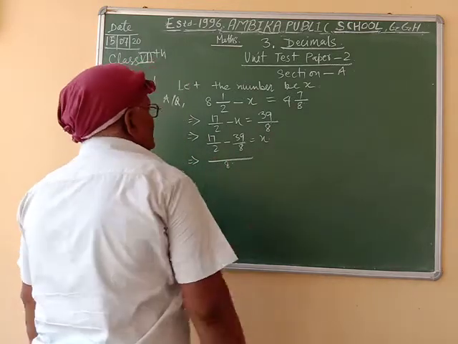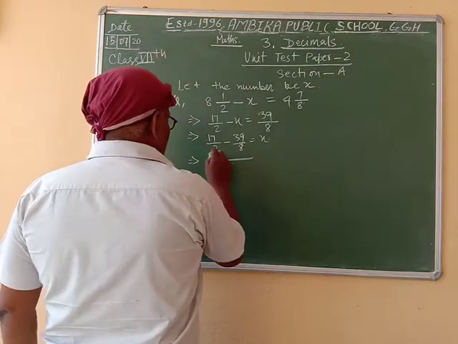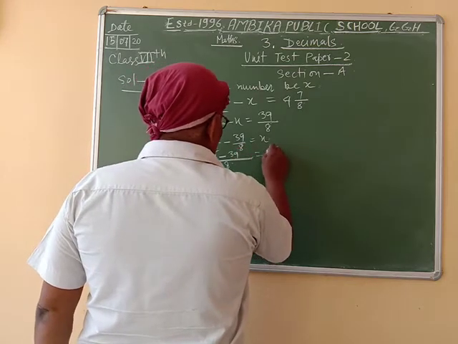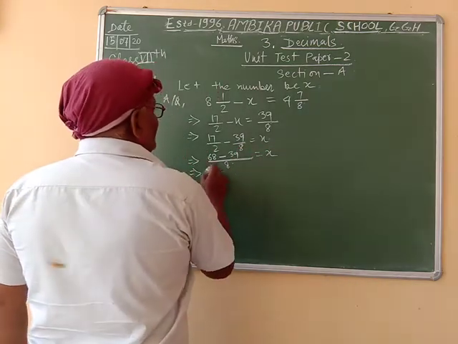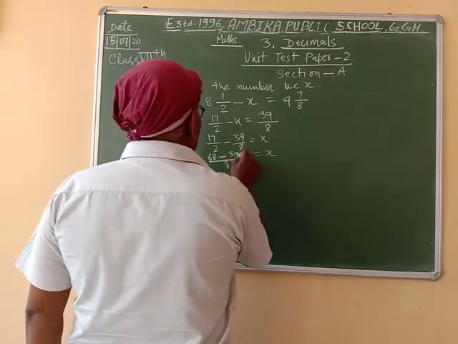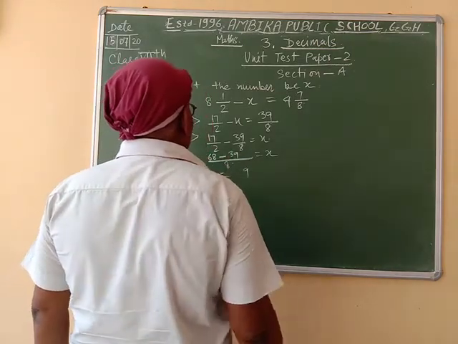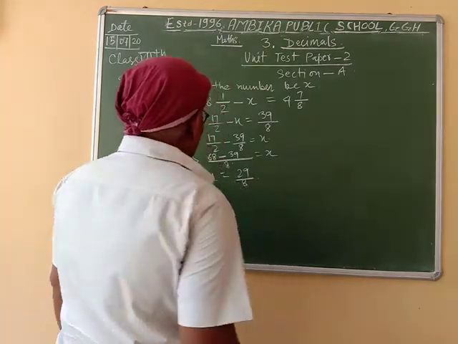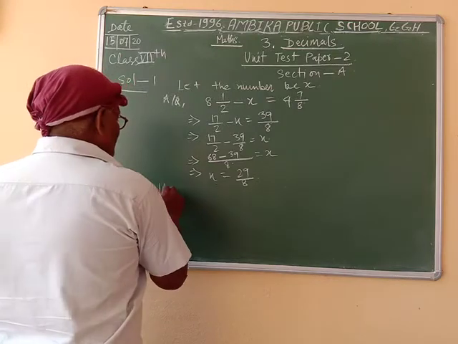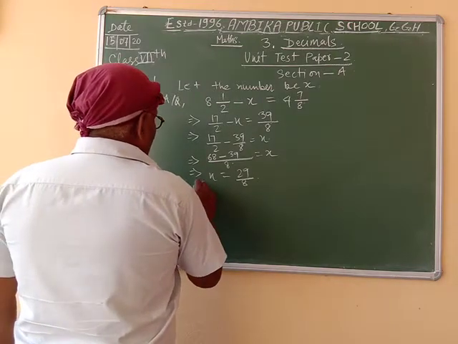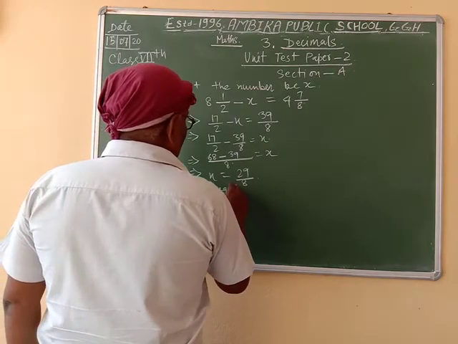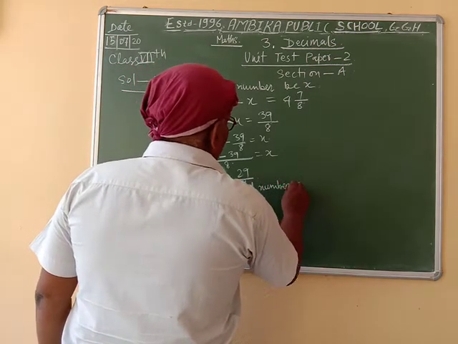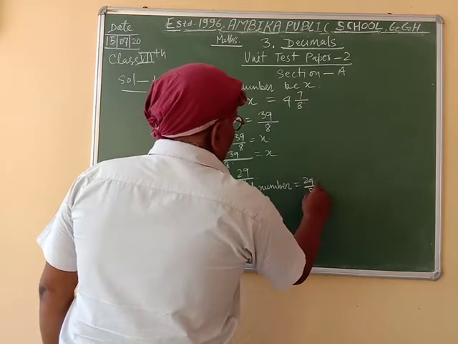68 minus 39 is equal to x. Therefore, x is equal to 29 by 8. So, hence the required number is equal to 29 by 8.